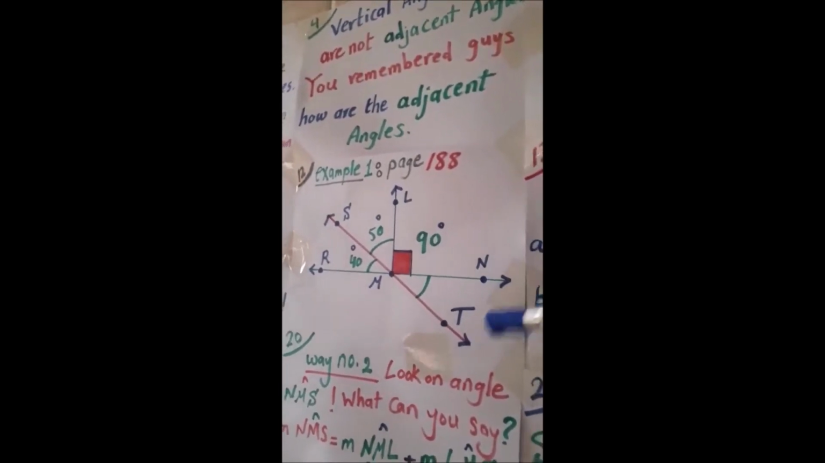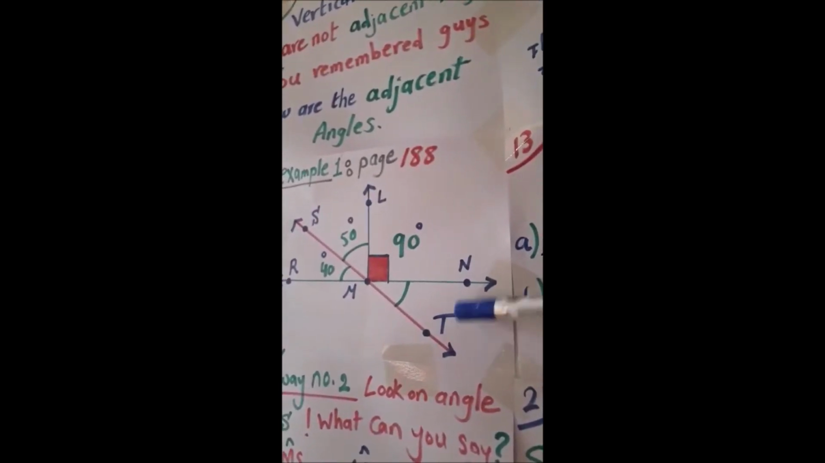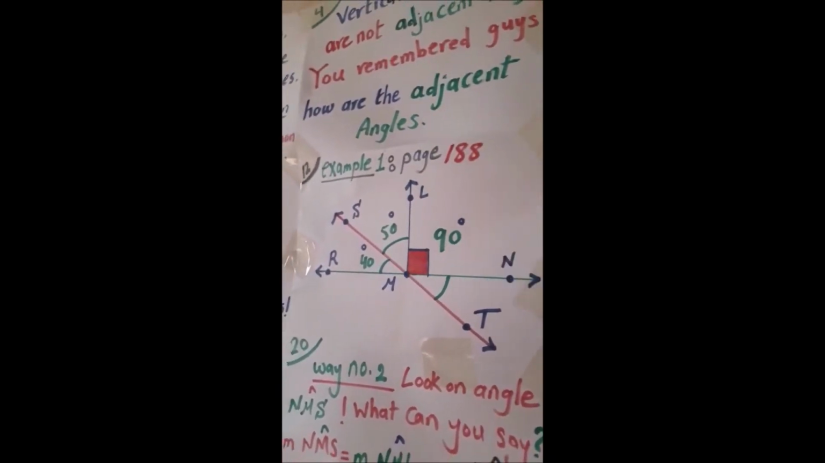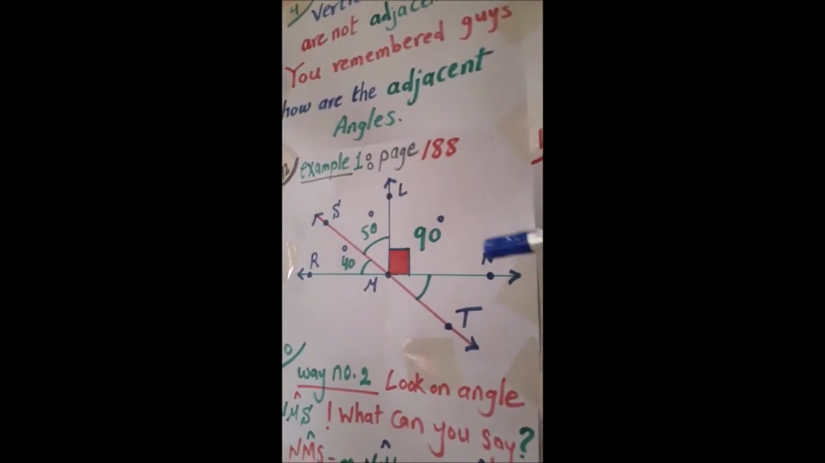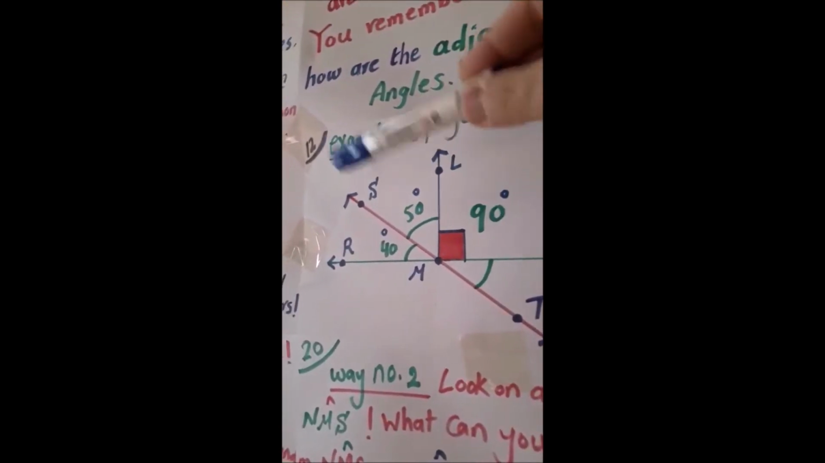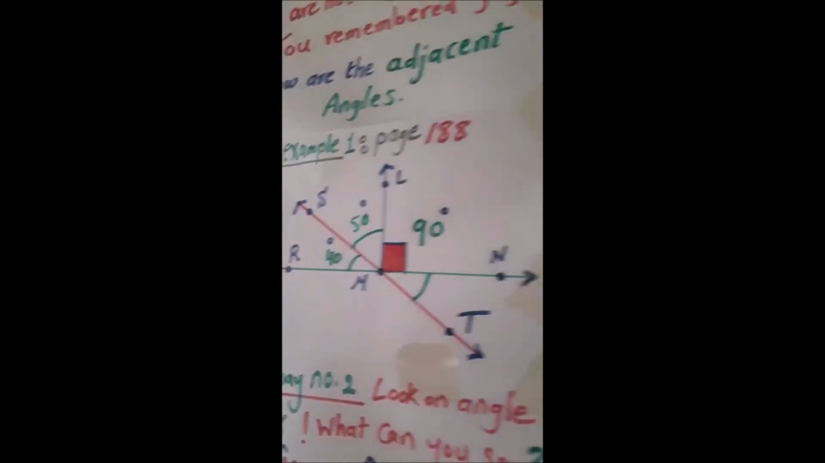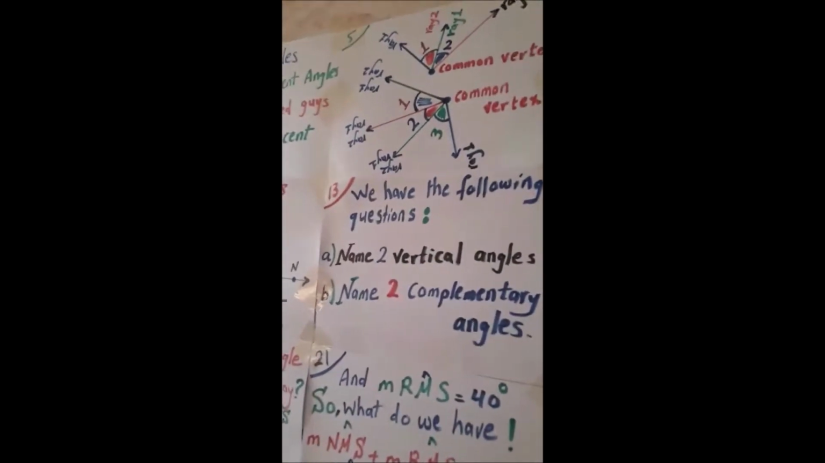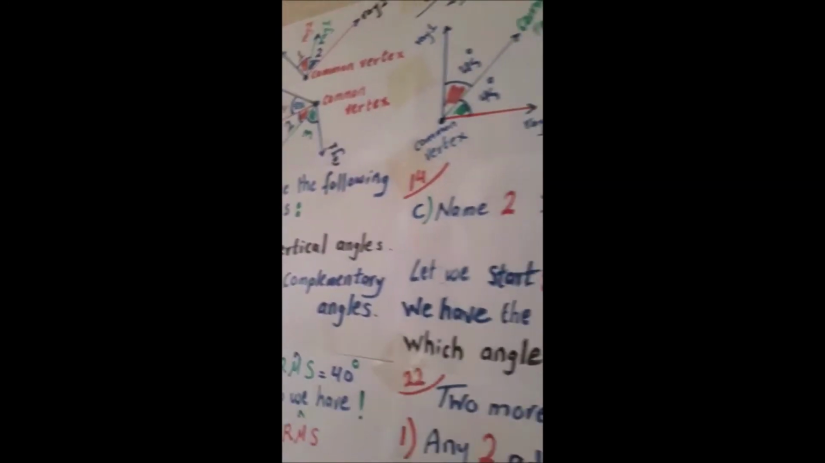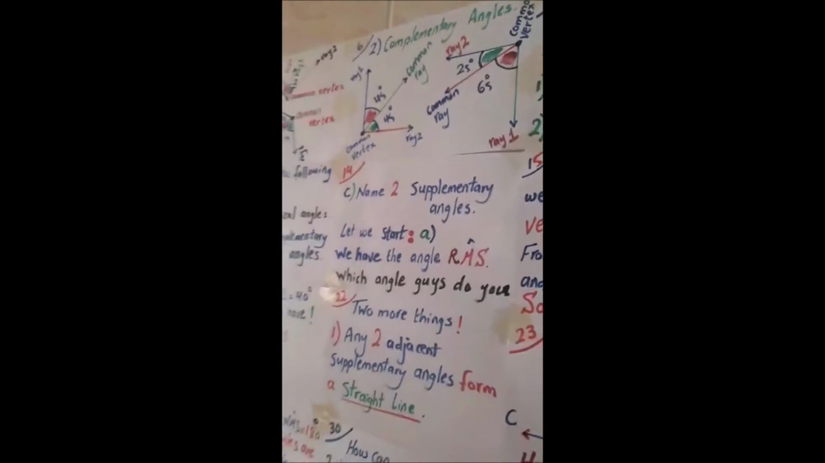And as you see, we have too many things. We have the letters T, N, M, R, S, L, and we have this angle. Yes, it is a right angle. Its measure is 90 degrees. And we have here this angle and this angle, and they are acute angles. He is asking three things, letter A, B, C. A, name two vertical angles. B, name two complementary angles. And C, name two supplementary angles.